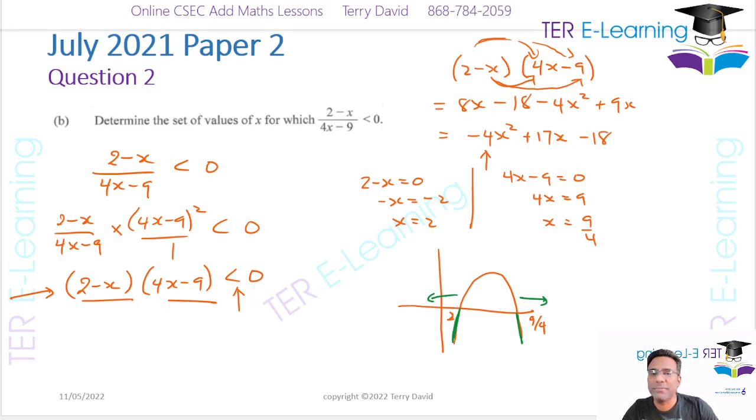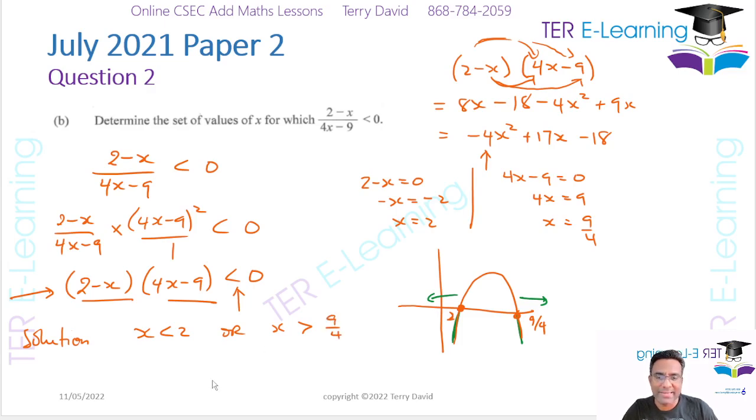So you've already worked out what these points are. This is 2 and this is 9 over 4. So therefore my solution, you can write your solution in a particular way, which is this. You can simply say x is less than 2, or x is greater than 9 over 4.